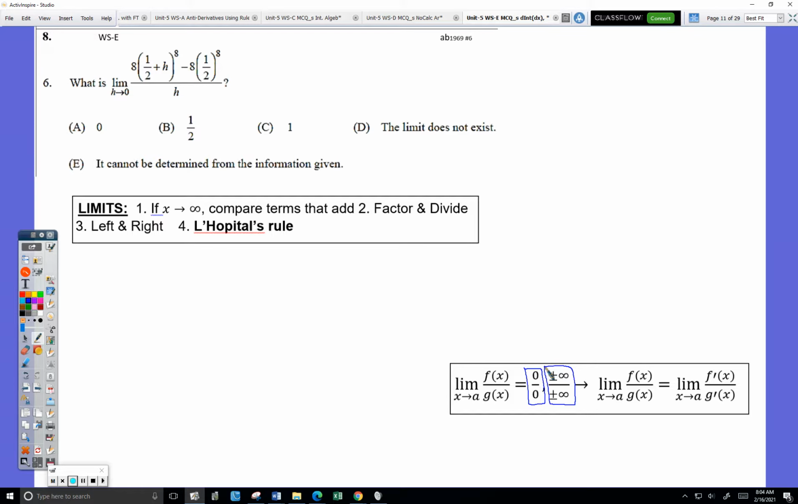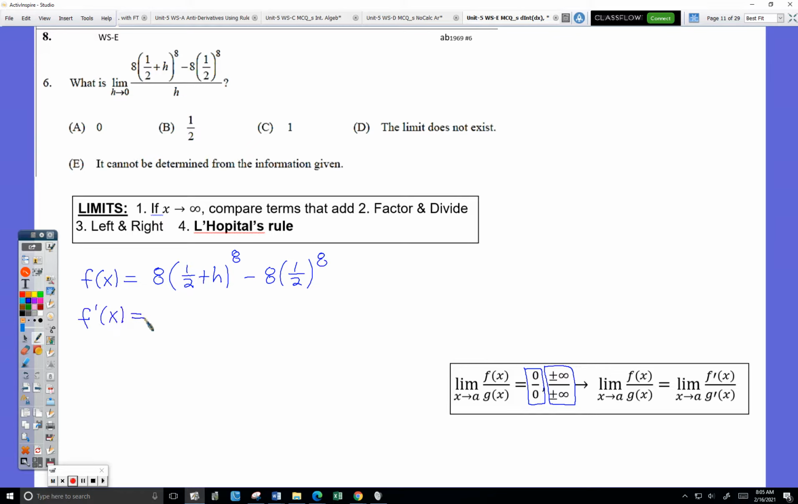So what he discovered was you look at this problem as being a numerator divided by a denominator. You think of the top as being f. So our top is 8 times (1/2 plus h) to the 8th power, minus 8 times 1/2 to the 8th power. That's our numerator. We're going to take the derivative of that. We're going to find f prime.